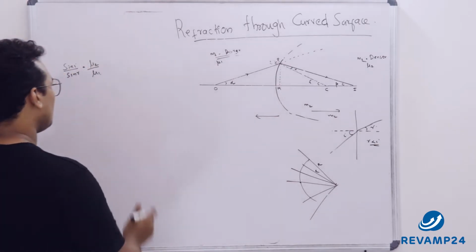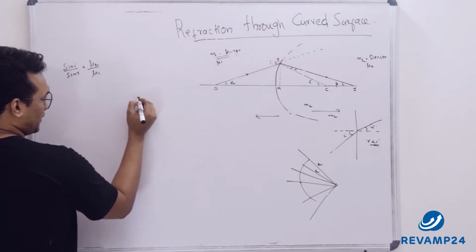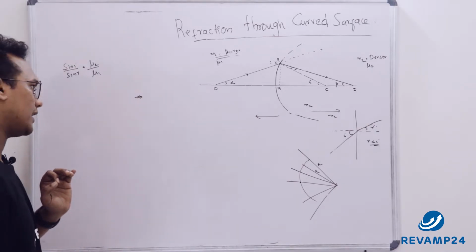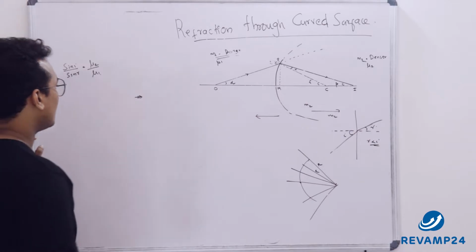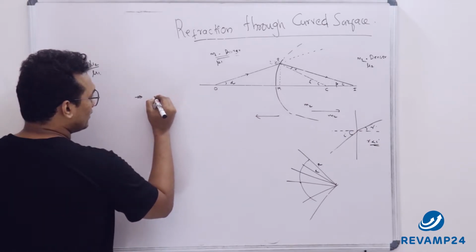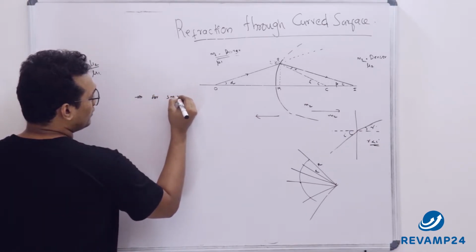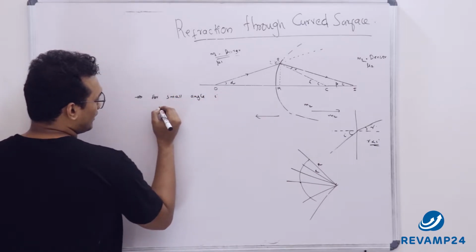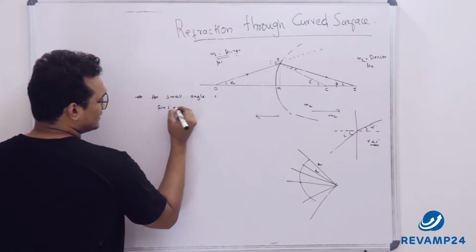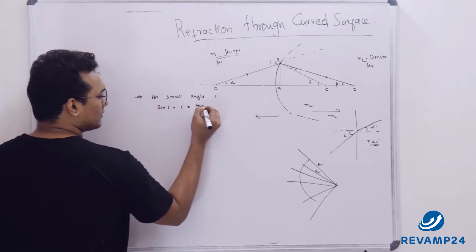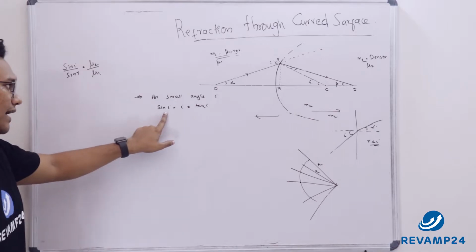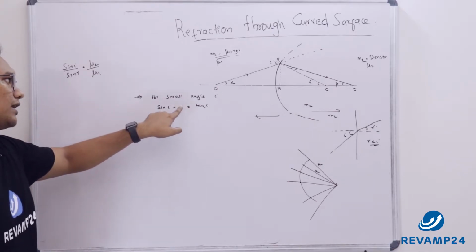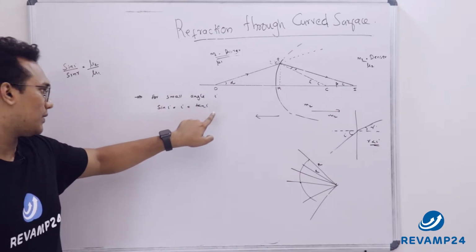Now the first thing is an approximation. This can be done anywhere, not only in ray optics or wave optics. That is, for small angle i, sin i is equal to i is equal to tan i. You can replace sin i as i, you can replace i as sin i, you can also replace i as tan i, you can also replace tan i as i.